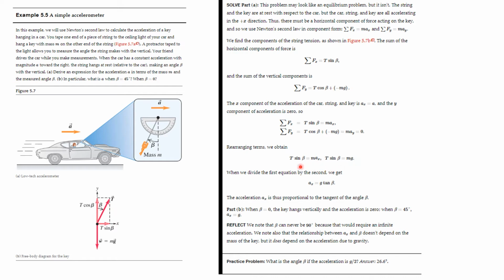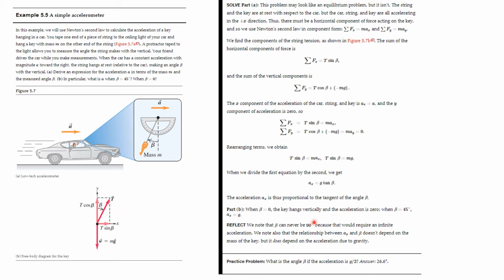Now the T's will cancel, and we'll have sine over cosine. That makes it a tangent, and the masses will cancel out. When we solve for a_x, we get a_x equals g tangent of beta. You should check on this; the error on the slide has already been corrected here, so this one is correct, even though the one right there should say cosine of beta. So the acceleration a_x is proportional to the tangent of the angle. The bigger the angle, the more the acceleration.